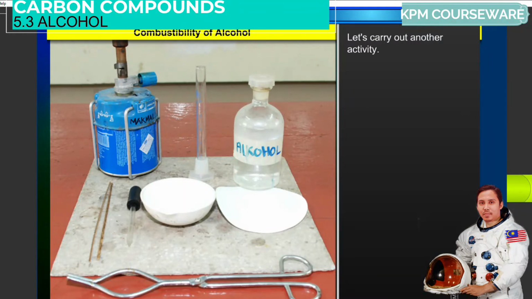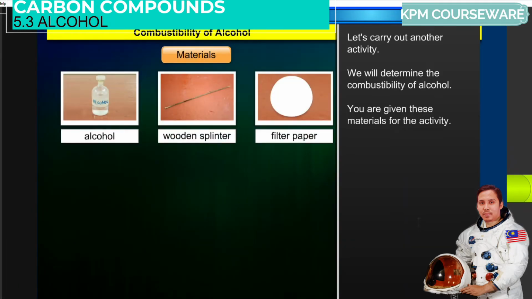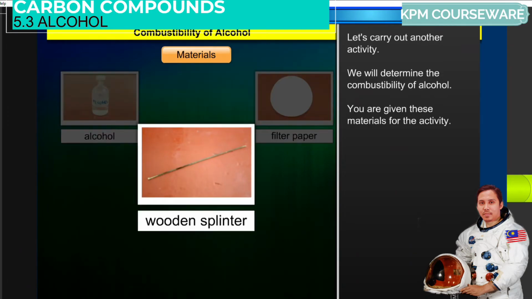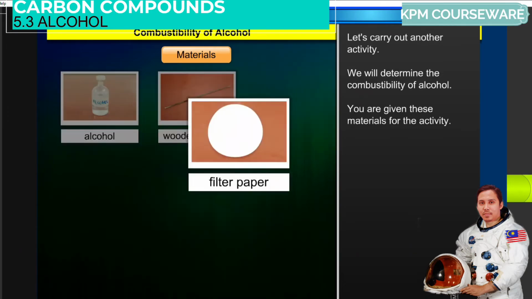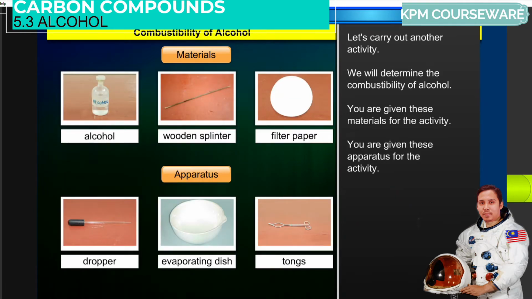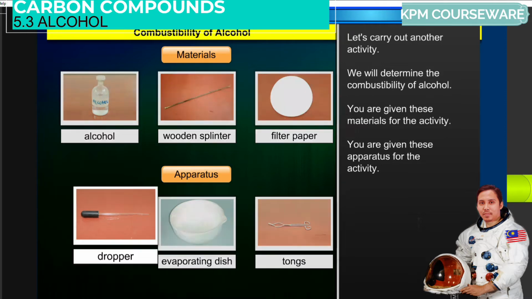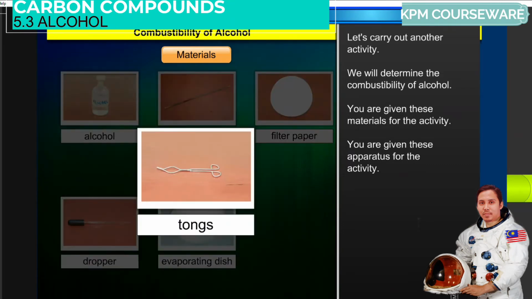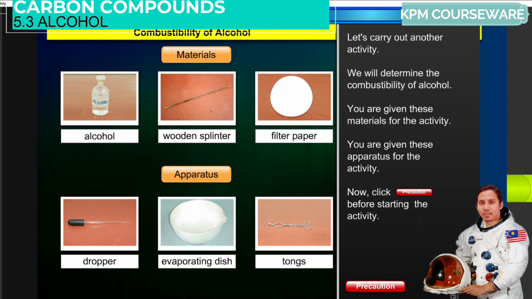Let's carry out another activity. We will determine the combustibility of alcohol. You are given these materials for the activity: alcohol, wooden splinter, and filter paper. You are given these apparatus for the activity: dropper, evaporating dish, and tongs. Now, click Precaution before starting the activity.